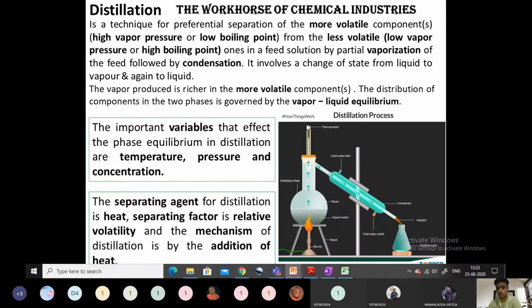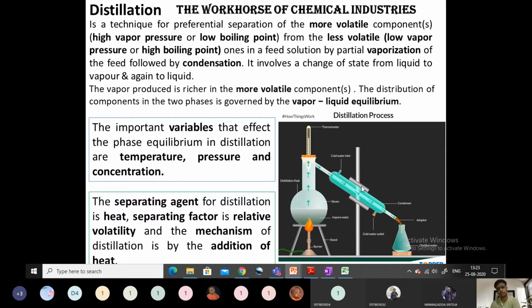But in distillation, vaporization is also there, and condensation of those vapors to the liquid is there. A two-phase transition is there: one is the liquid phase to the vapor phase, and the other is the vapor phase to the liquid phase. Whereas in evaporation, what will happen? Liquid phase to the vapor phase only. There is no condensation part in evaporation.